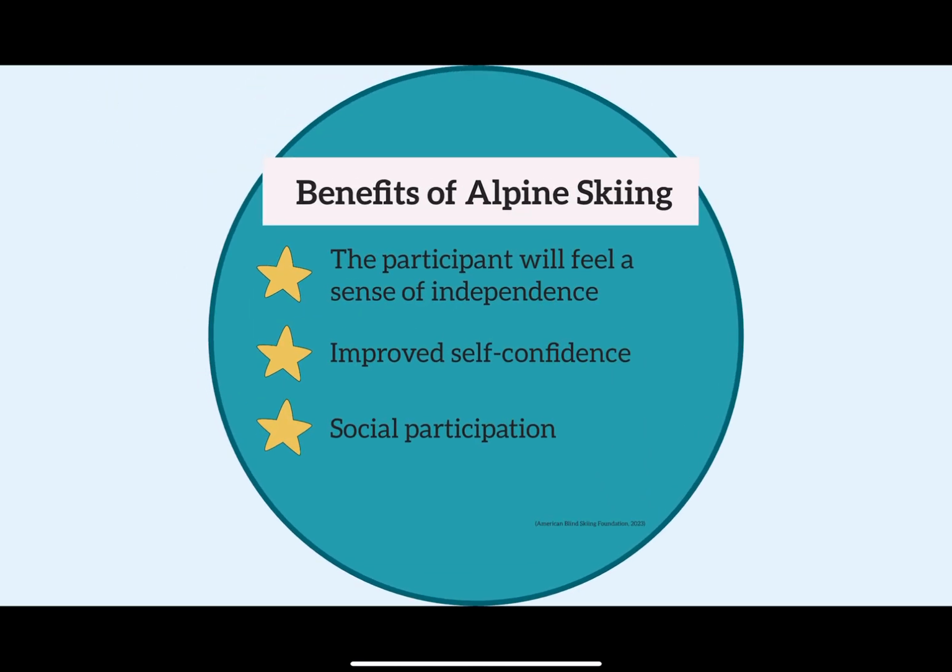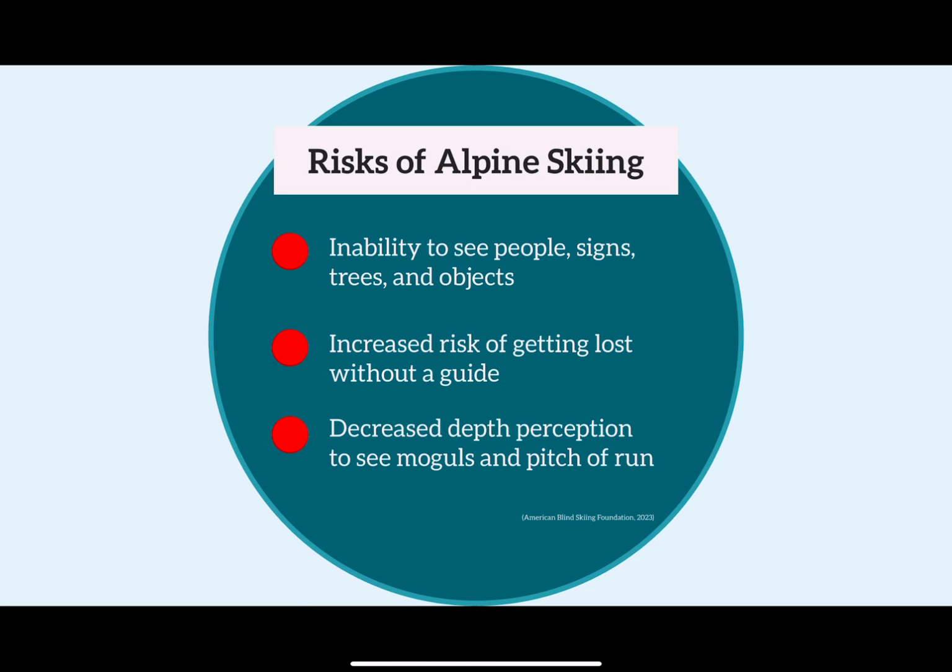The benefits of skiing for someone with a vision impairment includes an increased sense of independence, an increased sense of self-confidence, and increased social participation. There are several risks when people with a vision impairment ski, including the inability to see people, signs, trees, and objects, an increased risk of getting lost without a guide, and decreased depth perception to see moguls and the pitch of the run.